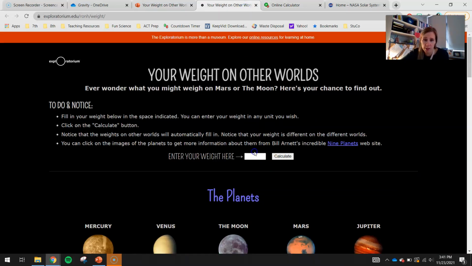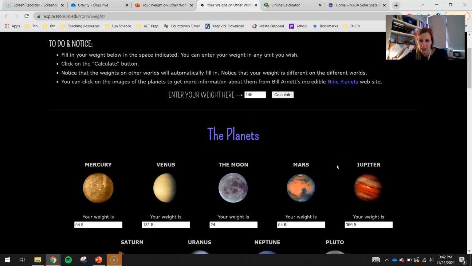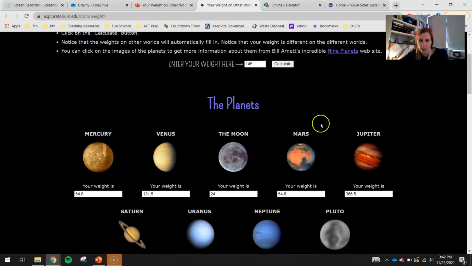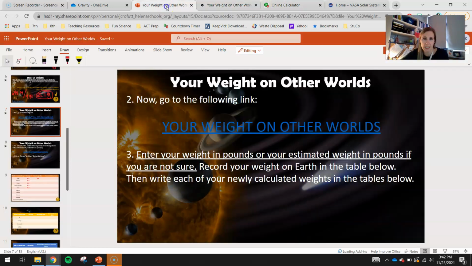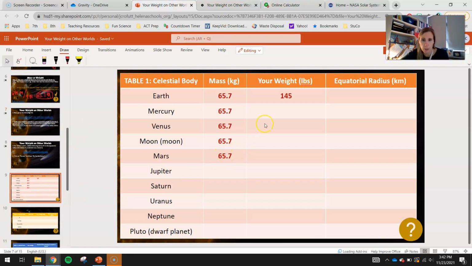This is your weight on other worlds. I'm going to go ahead and type in 145 pounds right there, and I'm going to hit calculate. When I hit calculate, what I should see is all these planets here, and it tells me how much I would weigh in pounds on each of these planets. So on Mercury, I would weigh 54.8 pounds. If you guessed that I would weigh less on Mercury, you're right. On Venus, how much do you think I weigh? More or less than on Earth?